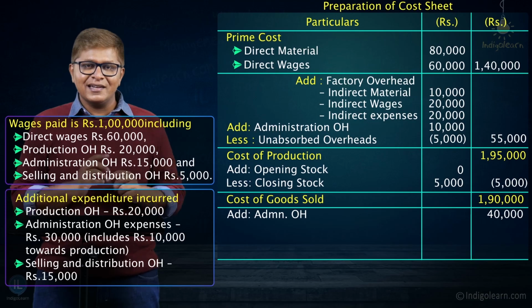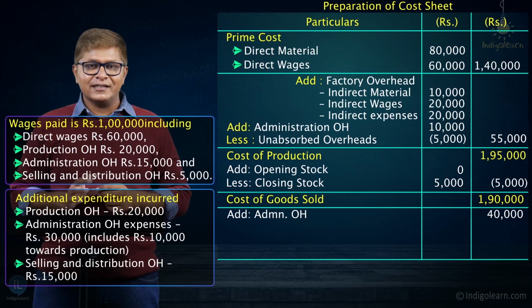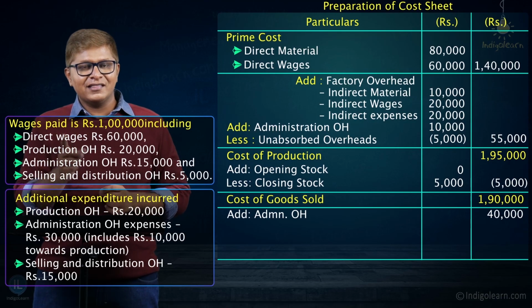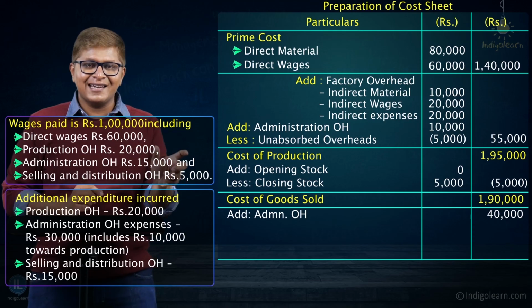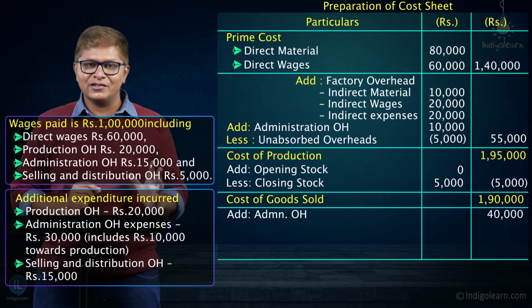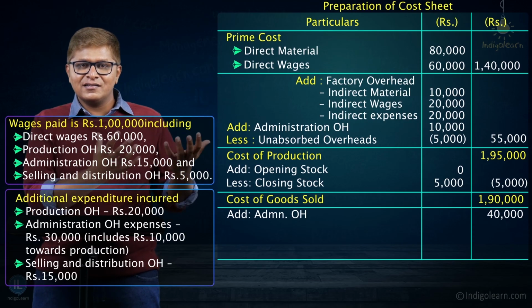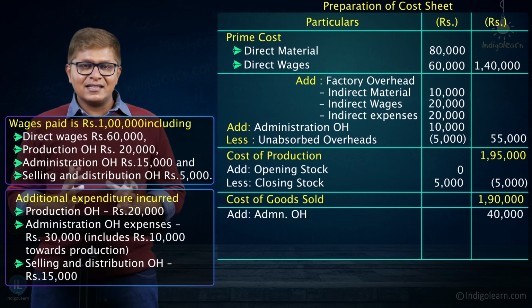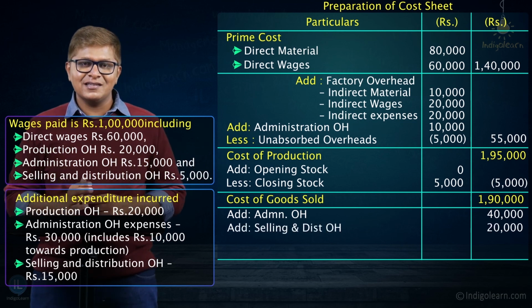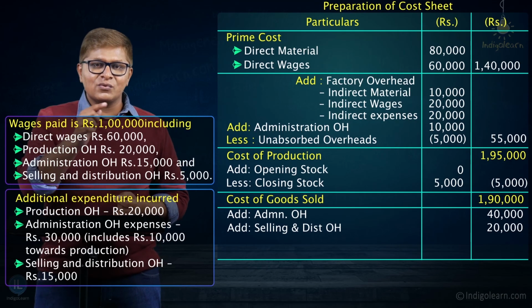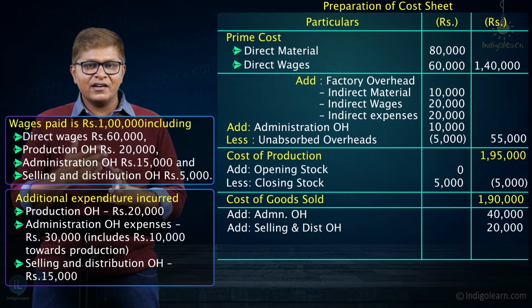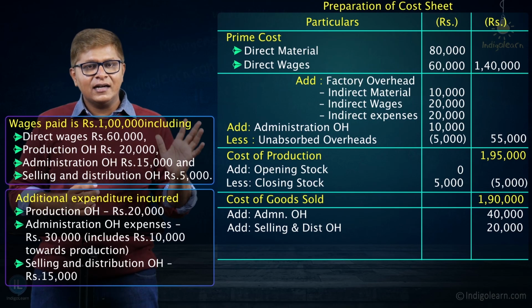So that 40,000 let us now add to our cost sheet. Again I am saying the 15,000 of indirect wages towards administration plus 35,000 spent directly, total 50,000 minus the 10,000 that we have already transferred to production. So balance admin and office overheads is 40,000. And lastly we have the selling and distribution expenses. We have incurred 15,000 specifically and 5,000 is wages that was incurred towards selling and distribution. So totally we have 15,000 plus 5,000, 20,000.